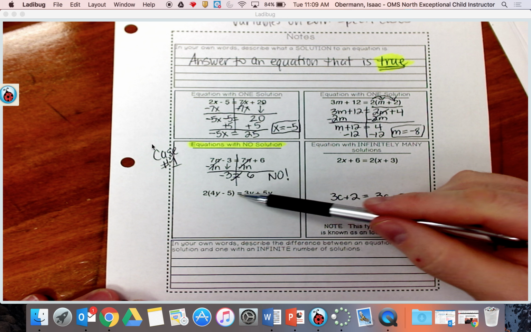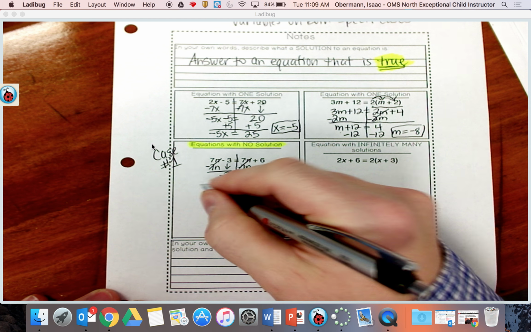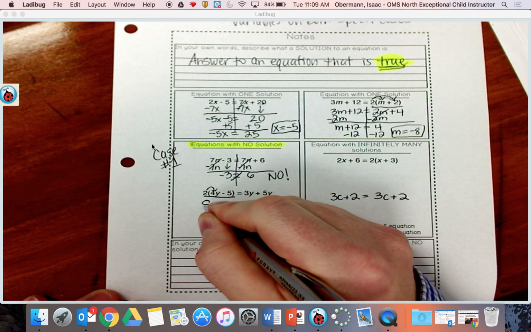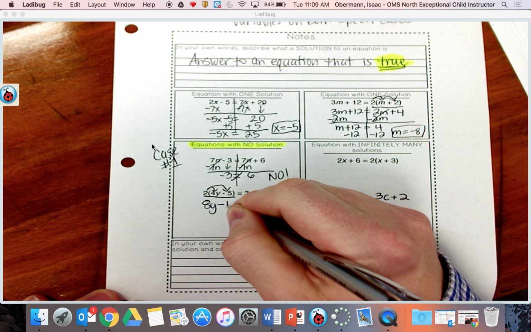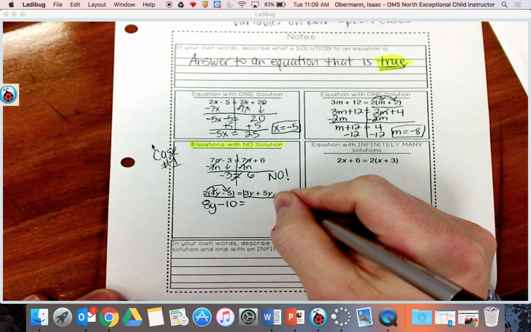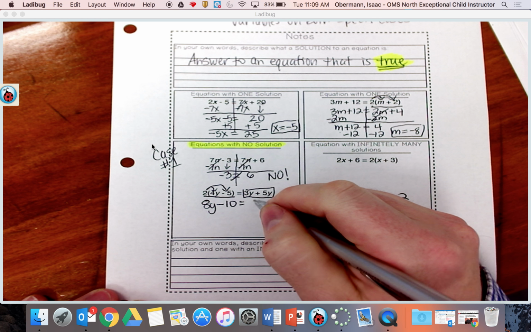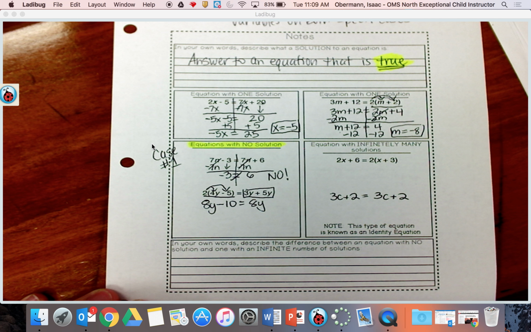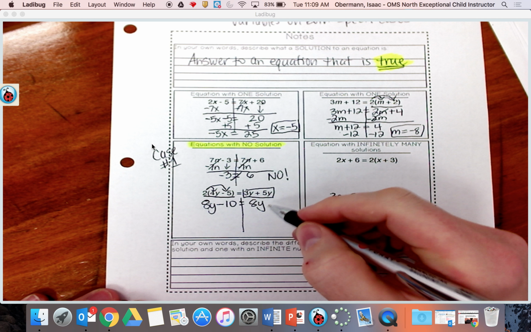So here I need to clean up. I'm going to clean this side up by distributive property. I'm going to do 2 times 4, which gives me 8y, and 2 times -5, which will give me -10. And then on the other side, I need to combine these terms. So 3 plus 5 gives me 8y. And in this case, since we have one term, I'm going to move him over to this side.